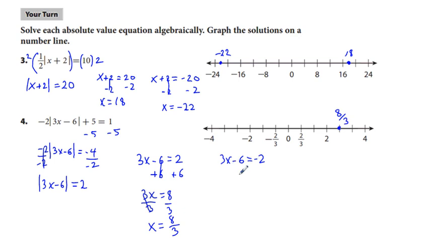Okay, next, this other equation, we add 6 to both sides of the equation. We get 3x is equal to 4. Divided by 3, we get x is equal to 4/3. And then on the number line, this is where it is located, 4/3. So that's that.